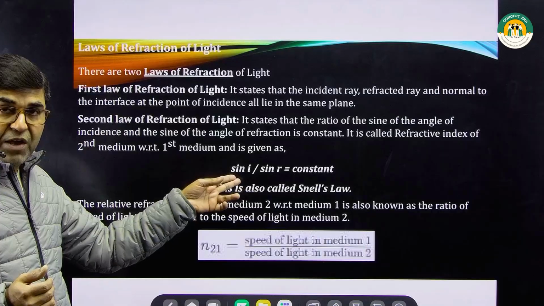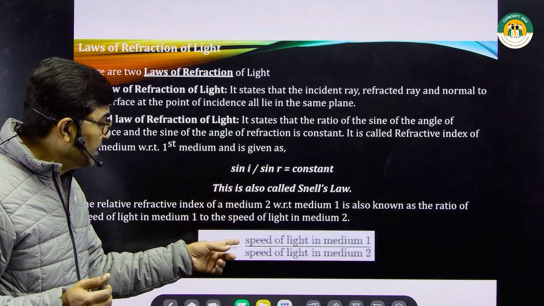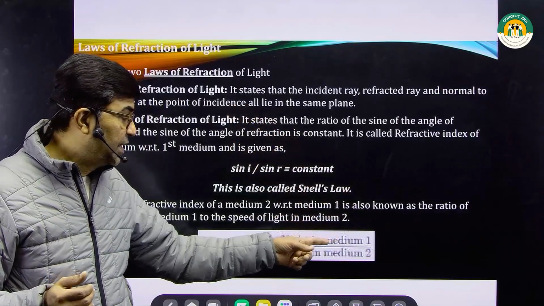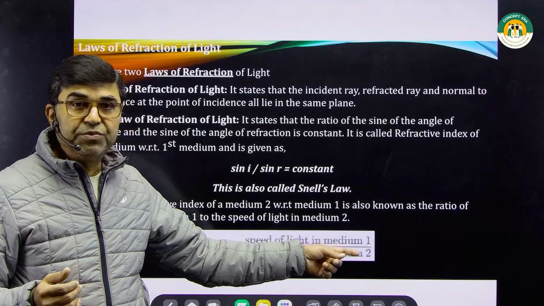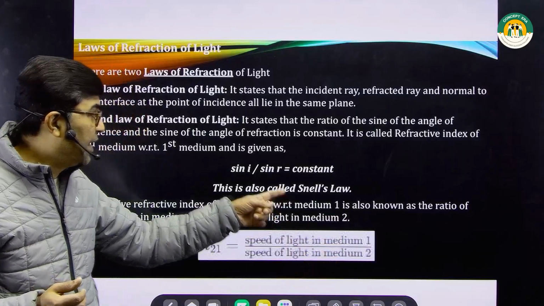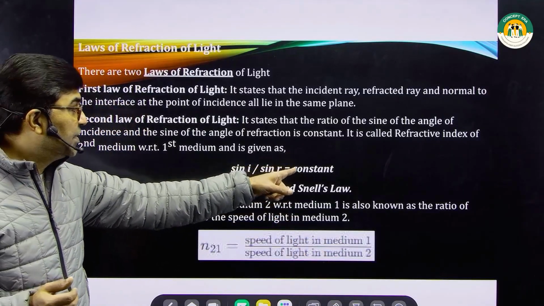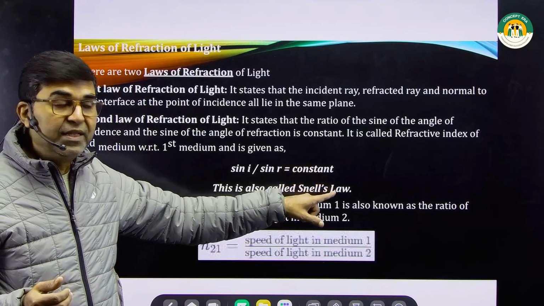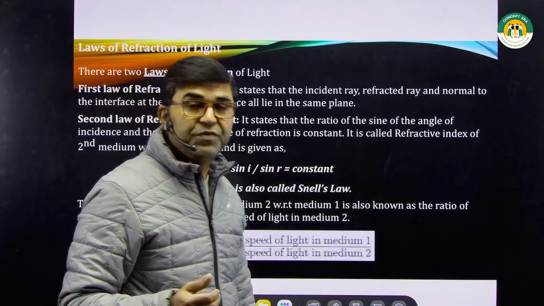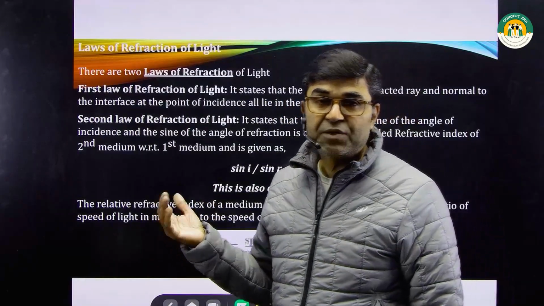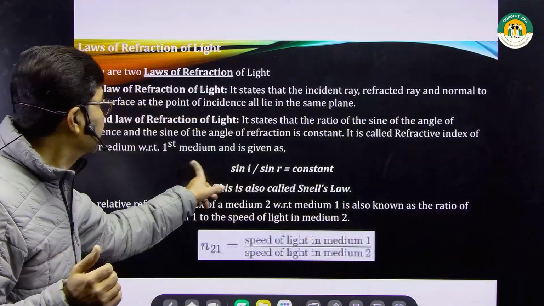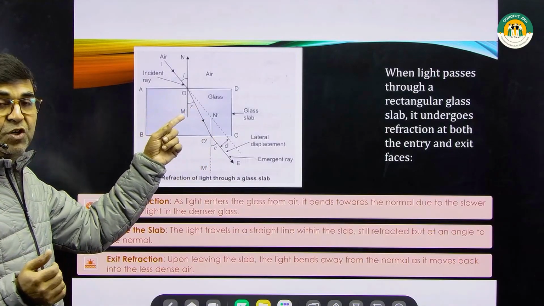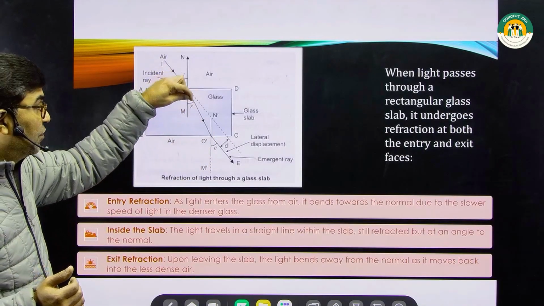Another method of calculating this is the speed of light in medium 1, that is, in our case it was air, and the speed of light in medium 2. These also bear the same ratio as this ratio. Both are the same, and it is called the refractive index of the second medium with respect to the first. Like in our case, the refractive index will give us the ratio of the speed of light in air and the speed of light in glass.